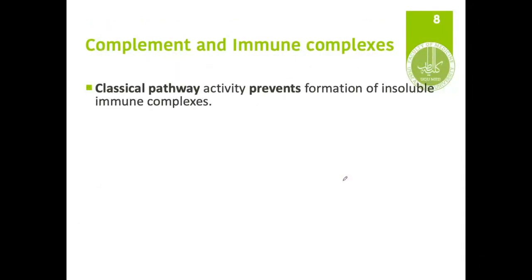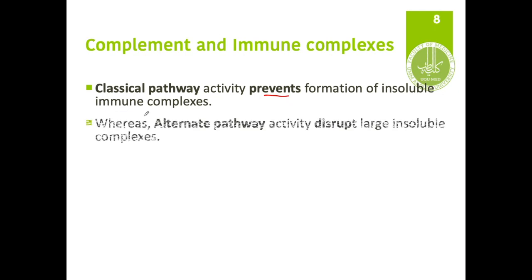Complement system actually has a very interesting relationship with the immune complexes. As I mentioned, there is a continuous formation of immune complexes in the body as we face different infections, and then these immune complexes are disintegrated and then removed from the body. Both the different pathways have different roles to play. The classical pathway activity actually prevents formation of insoluble immune complexes. So the classical pathway tries to prevent the formation of immune complexes, whereas when the complexes are formed and their size becomes bigger, it's the alternative pathway which disrupts the large immune complexes.